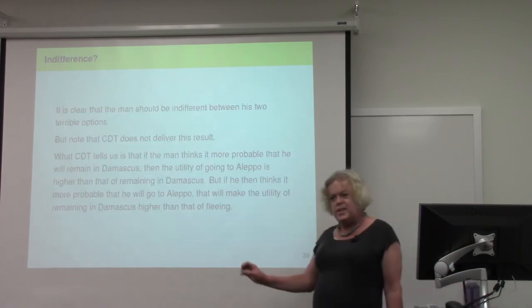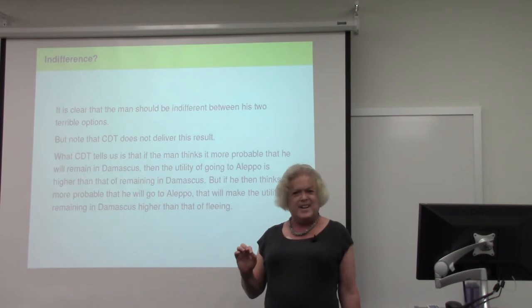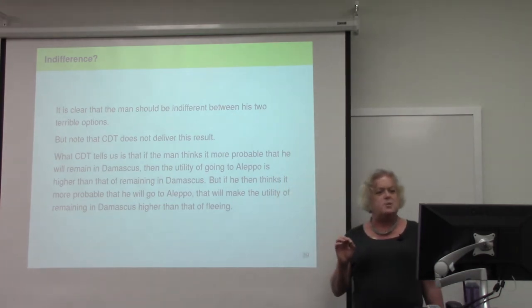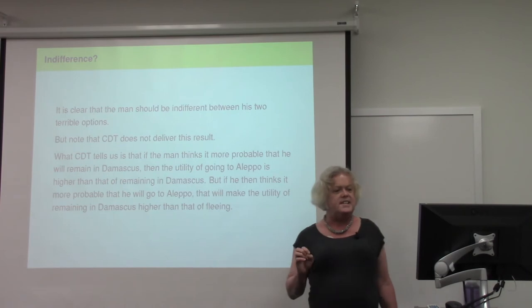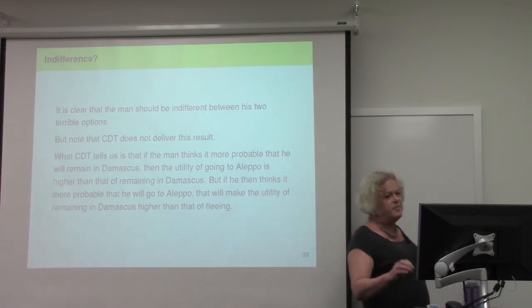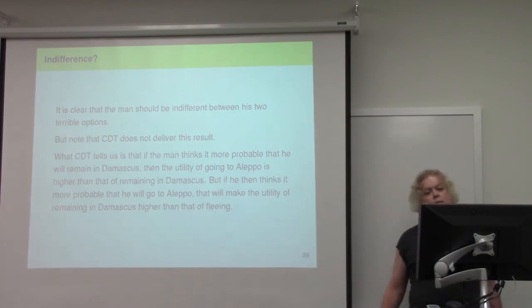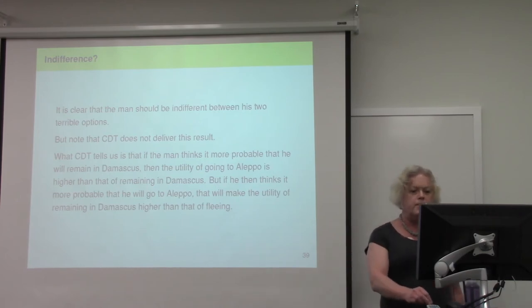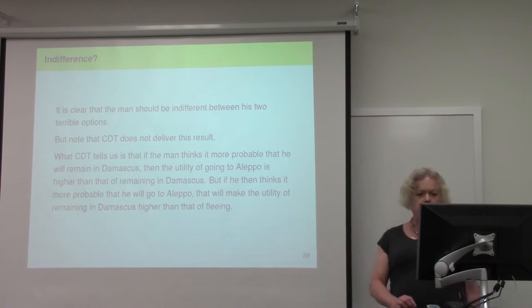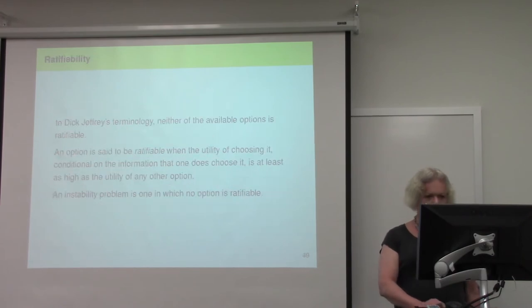Now, surely this is the wrong deliverance, right? It's clear that the man should be indifferent between the two terrible options. But note that CDT, as we so far developed it, does not deliver this result. What CDT tells us is that if the man thinks it's more probable that he will remain in Damascus, then the utility of going to Aleppo is higher. But if he then thinks it's more probable that he will go to Aleppo, that makes the utility of remaining in Damascus higher than fleeing.